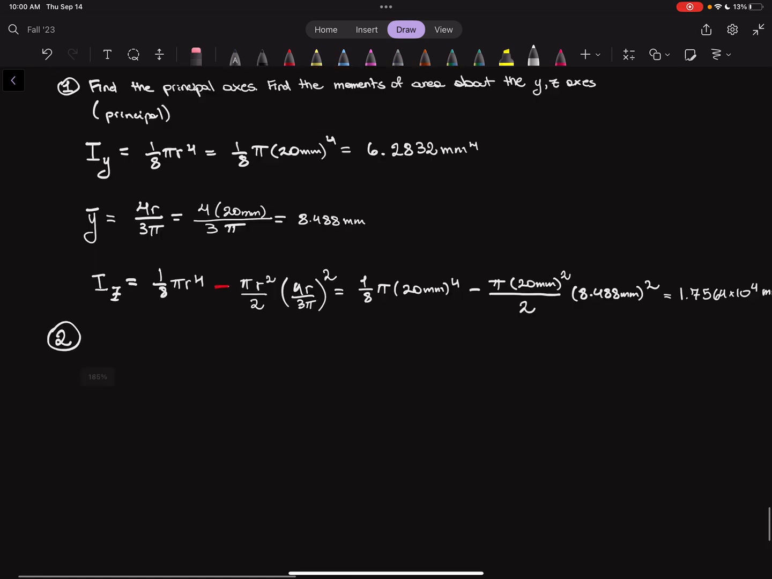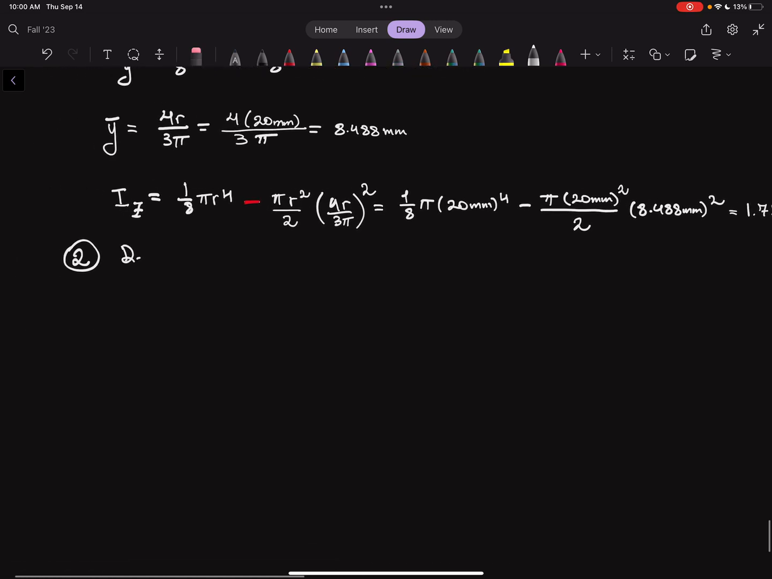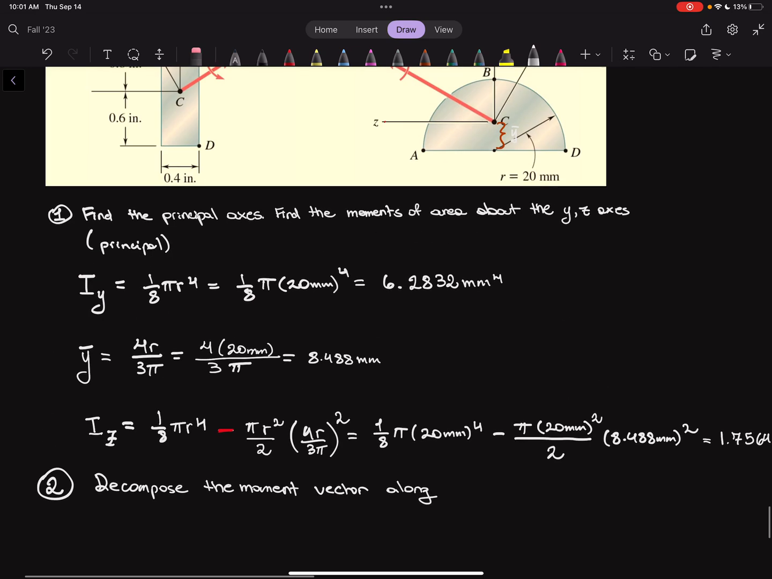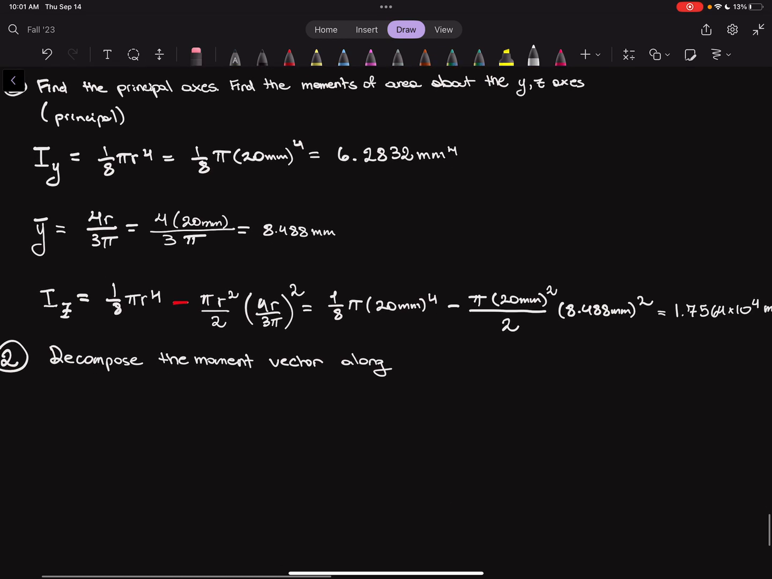What is part 2? Decompose the moment vector along the z and y axes, which are the principal axes. And I wanted to put plural here.